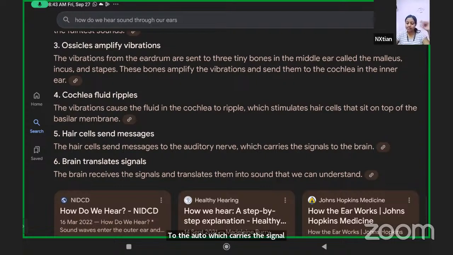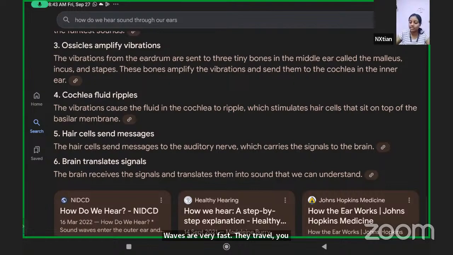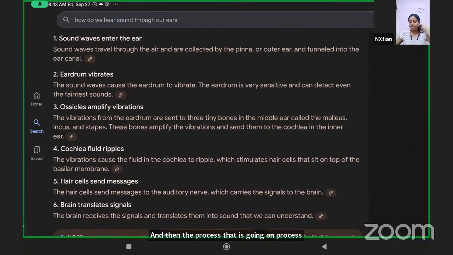Okay, and then the brain receives the signal and translates it into the sound we can understand. This is the whole process of listening, but it happens very quickly. Why? Because sound waves travel at a very fast speed, and the hearing process also happens very quickly. As soon as sound waves reach the ear, they go inside and the eardrum vibrates.